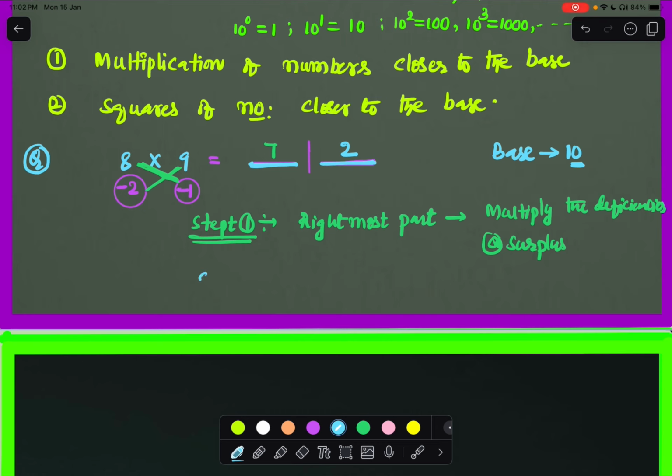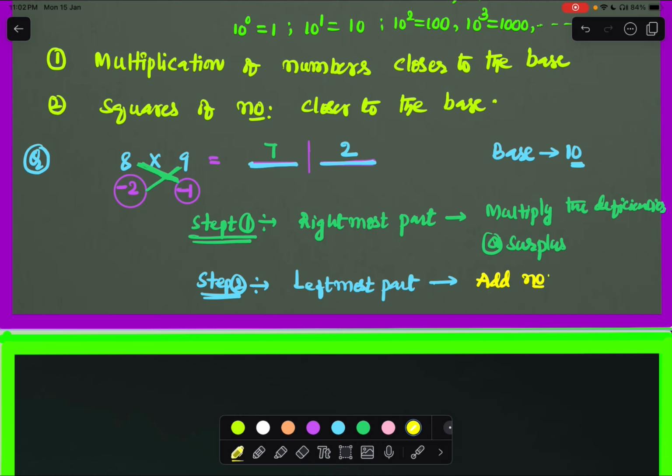And second step, how to get the leftmost part value? Step 2: to fill the leftmost part of the number, add diagonally, right? It is the diagonally opposite number, not the number above. We need to add them diagonally.